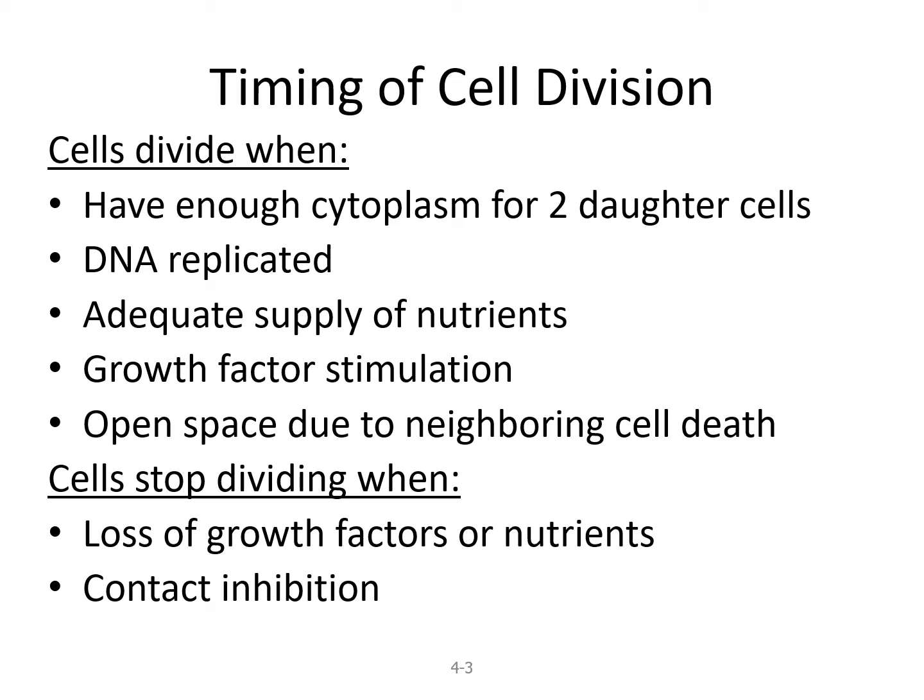There has to be an adequate supply of nutrients, growth factor stimulation, open space due to neighboring cell death, and cells will stop dividing when loss of growth factors or nutrients occur, and through the process of contact inhibition, which just means they are in contact with other cells. There's no room for cell division to occur, so they do not have to undergo mitosis to take the space of a cell that is gone, for example.